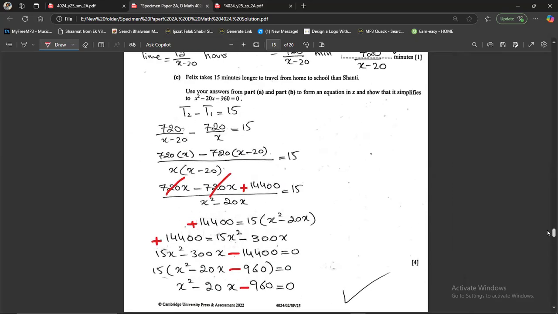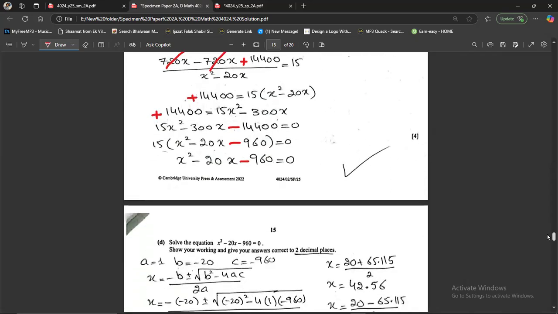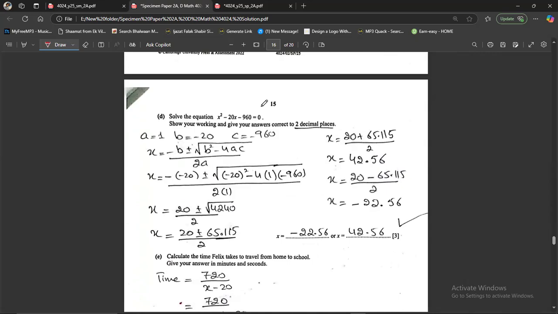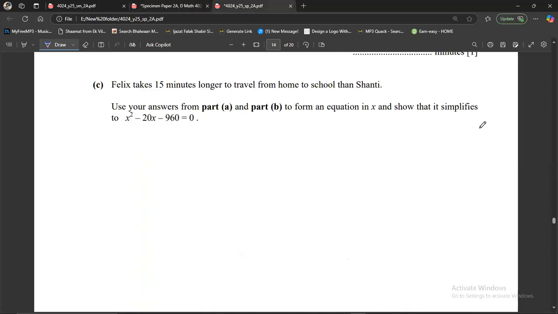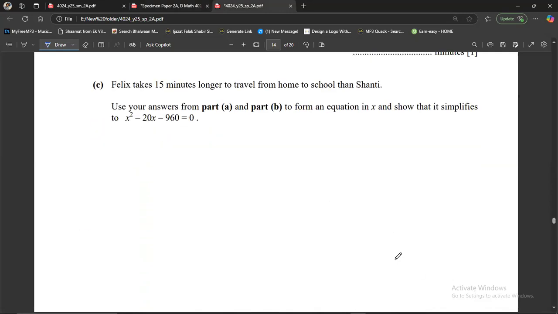It's a 4 marks question. I hope you understand. You have to show that equation, and you can see we have shown that equation. So let's move to the next part. In the next part, the C part, they say Felix takes 15 minutes longer to travel from home to school than Shanti. Okay, use your answer. We are done with this C part.